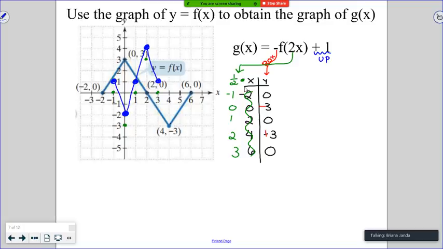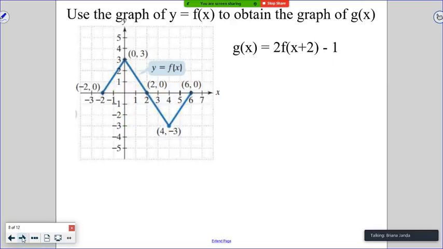And our resulting picture was reflected over the x-axis, horizontally shrunk by 1/2. You see it got skinnier, and then moved up 1. Questions for me? We're going to skip. I had a second one of that variety, but I think we're going to skip as long as you can follow your steps.